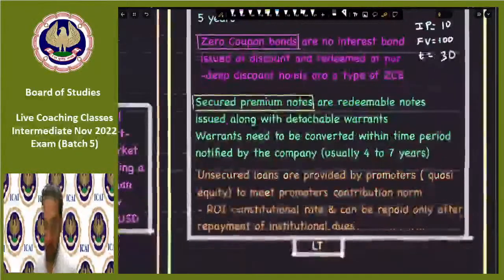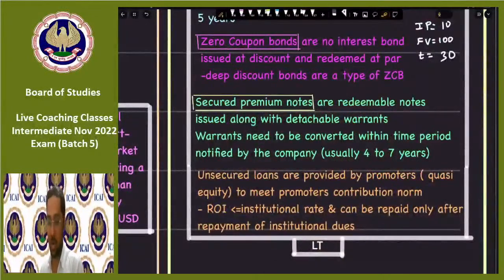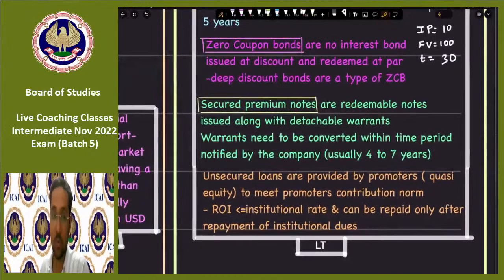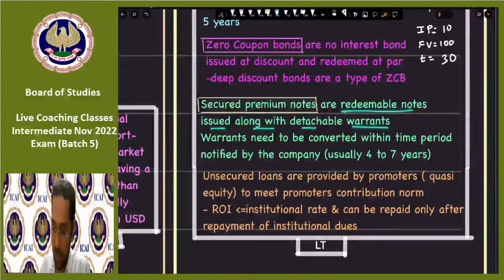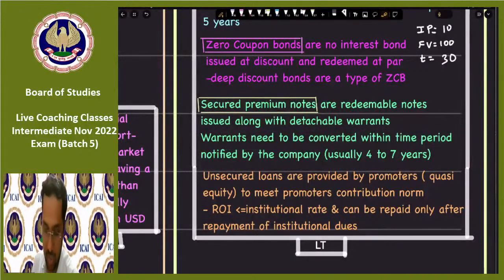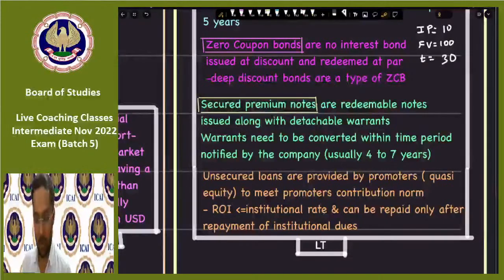Okay. Then next, domestic long-term sources of funds are secured premium notes. Secured premium notes are redeemable notes issued along with detachable warrants. Warrants need to be converted within the time period notified by the company. Now, secured premium notes mean these are a sort of debentures. These are a typical debenture.